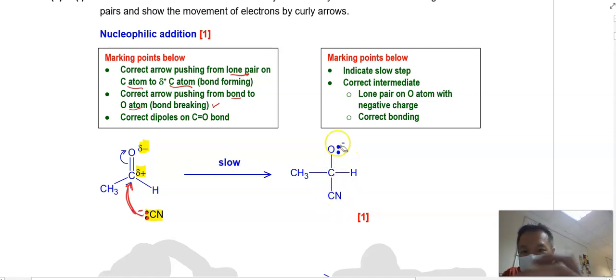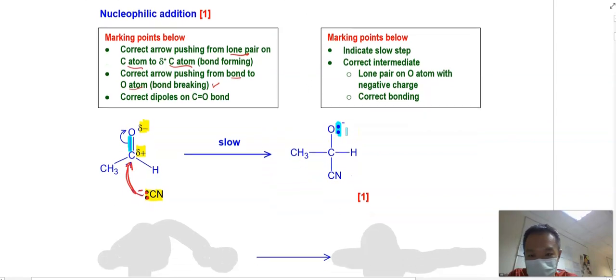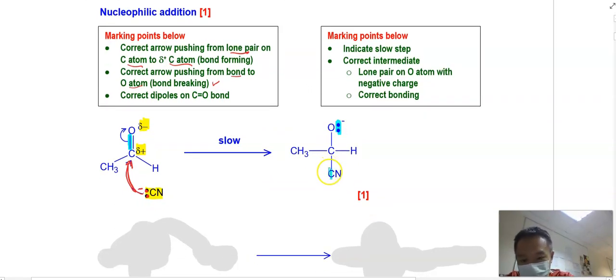So why is there a lone pair on the O? Because this pi bond that's broken, both of the electrons in this pi bond go to the O, and that's how O gains an electron, develops a negative charge, and you have a lone pair on the O itself. It's important for you to show the correct bonding. Take note, you are forming a carbon-carbon bond, so it should be the C connected to the carbon. Please don't draw your bond joining it to an N.